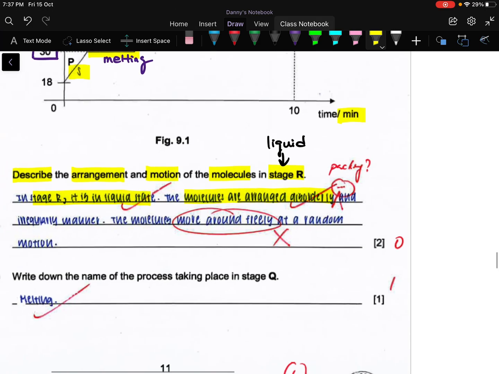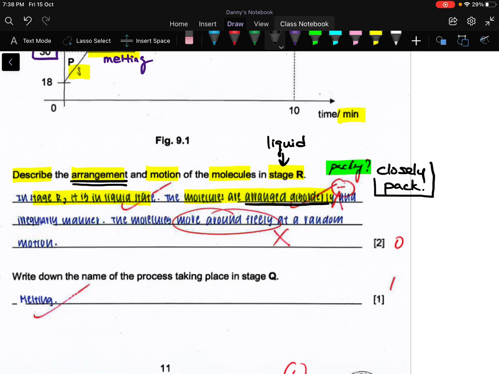Then after that, it says that the molecules are arranged in this orderly manner. Very good. Unfortunately, she forgot to mention the packing order. So what do you mean by packing order? It is still closely packed. That's why in liquid, can you compress liquid? Cannot. Yeah, so it is very important when they are asking you about the arrangement, you need to point out it is disorderly arranged. So of course in solid it will be orderly arranged and things like that. And the packing order, is it closely packed or loosely packed?